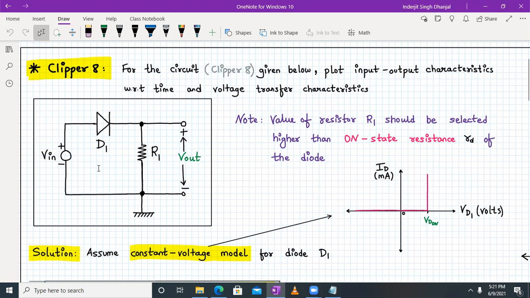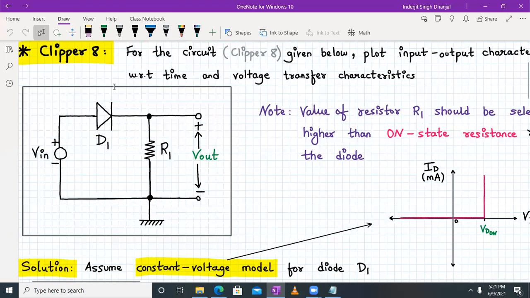So when is the circuit called a series clipper? Whenever the diode is connected in series with the output and the input. So here it is connected in series with the output and input. And what's the role of resistor R1? Resistor R1 is used in the circuit to limit the flow of current through the diode. Okay, and the value of R1 should be greater than the on-state resistance of the diode.